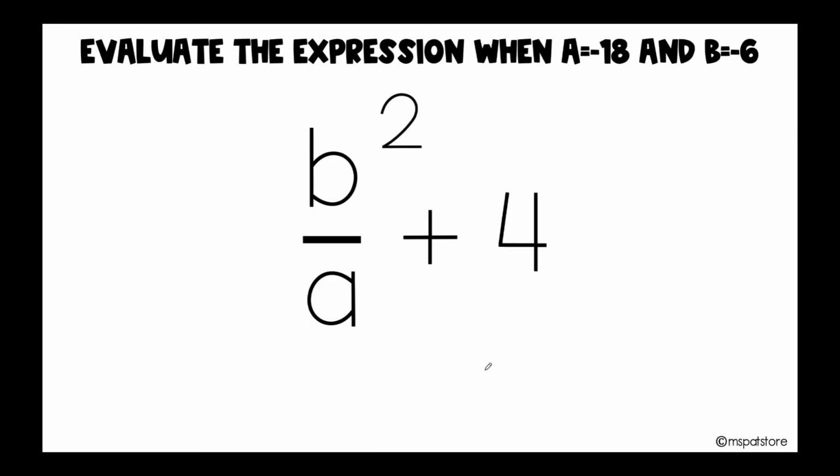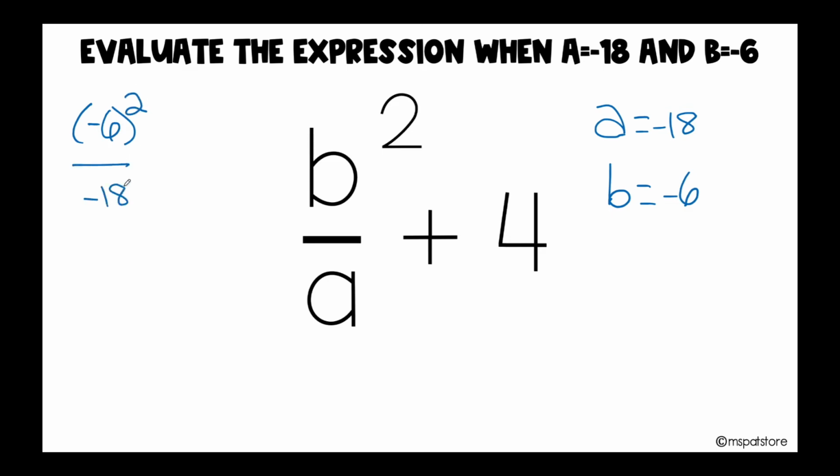All right, let's try to do this example. Remember that A is equals to -18 and B is equals to -6. In order for you to solve this, you need to substitute your variables first. So B is -6. I'll put that in between parentheses, exponent 2. And A is equals to -18 plus 4.